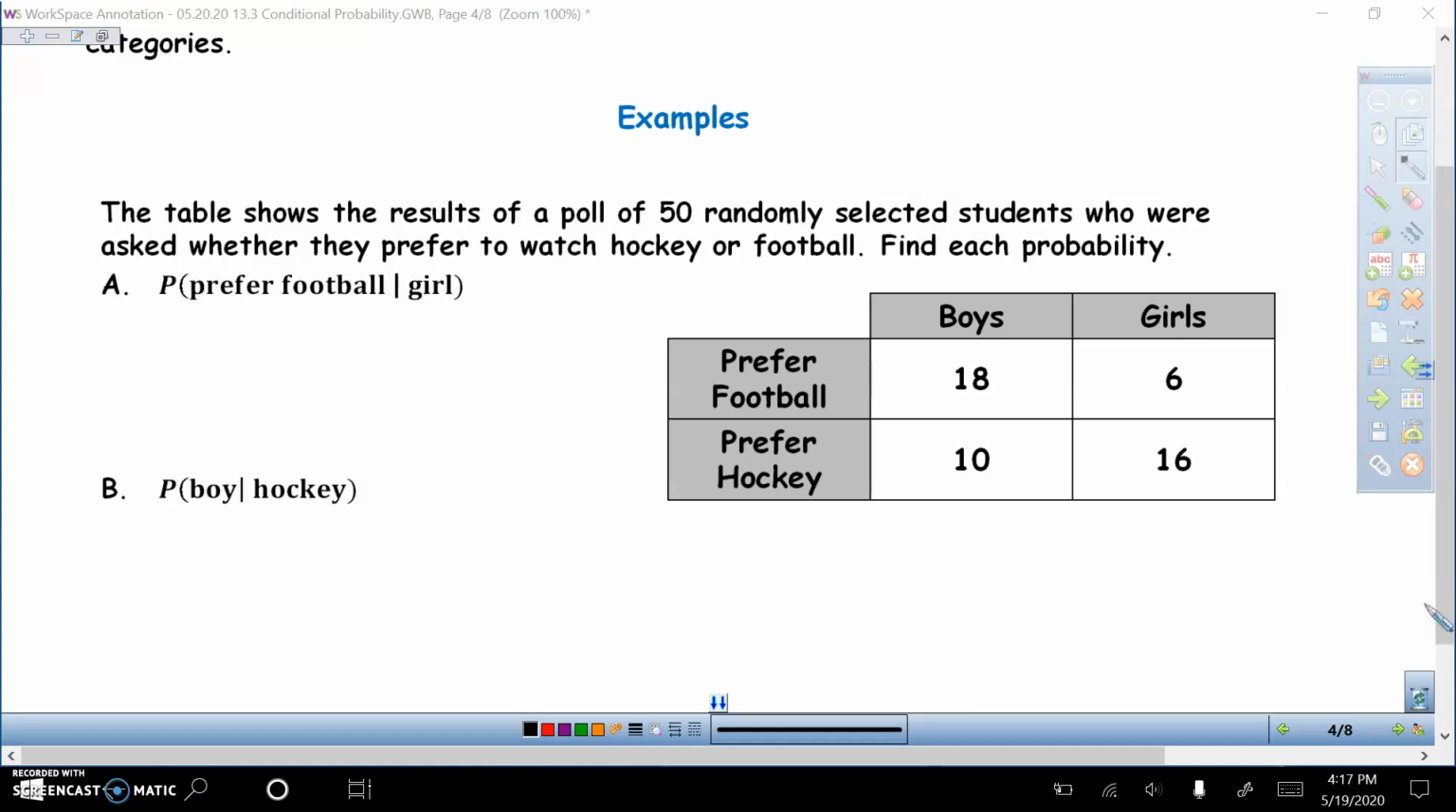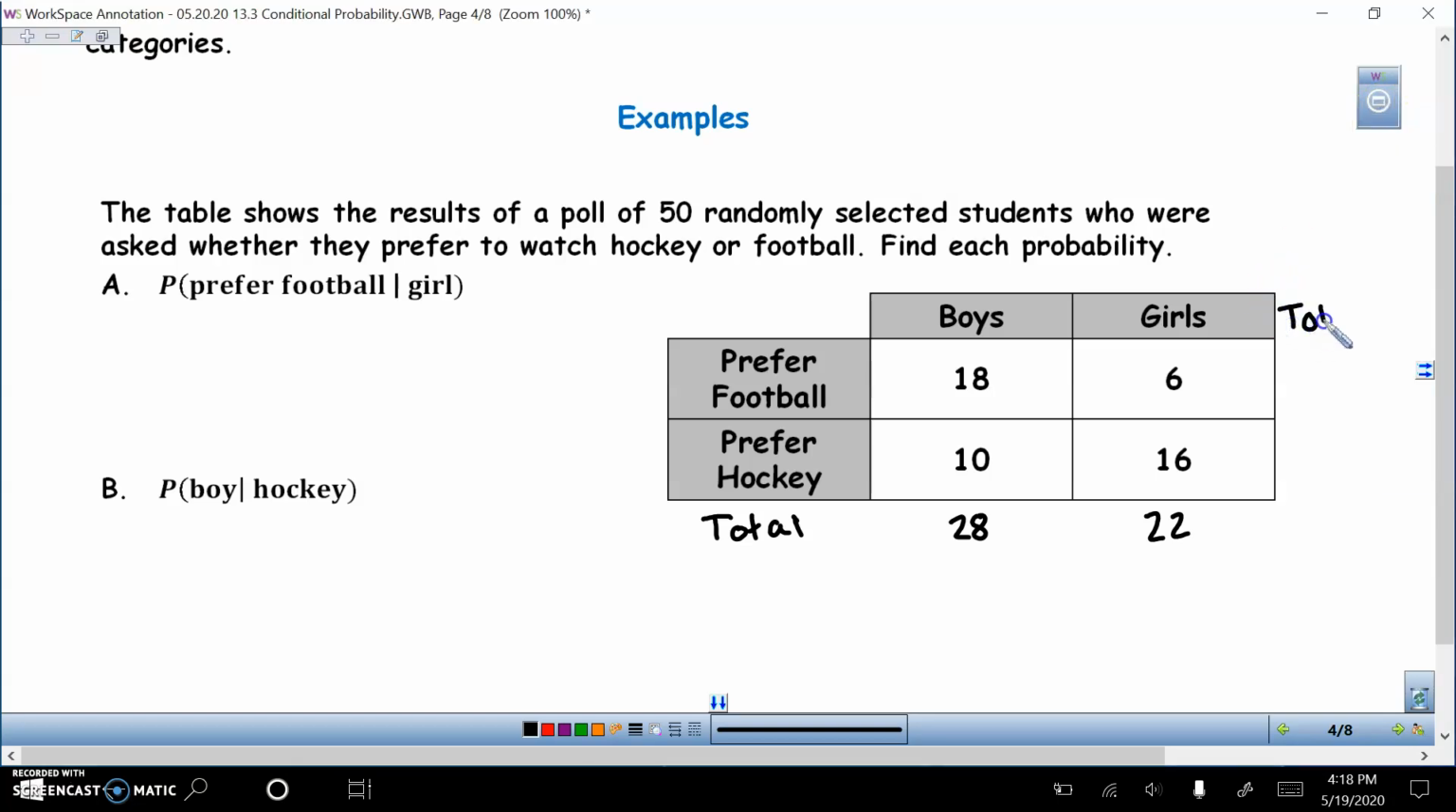Find each probability. The first thing you should do when you see one of these tables is find the totals. So I'm going to find the total number of boys that were surveyed. 18 plus 10, 28 boys were surveyed. Find the total number of girls surveyed. 6 plus 16 is 22 girls. But you also want to find the horizontal totals. Those who prefer football, you have 18 plus 6, 24 of those surveyed prefer football. For hockey, 10 plus 16, 26 prefer hockey.